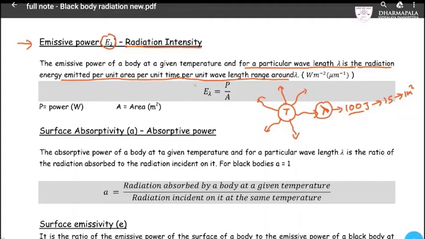So you get this equation to find the radiation intensity. E lambda equals P over A. P is the power. Energy per 1 second is the power. That is watt. And we need to also calculate it for 1 square meter area. So this is area.